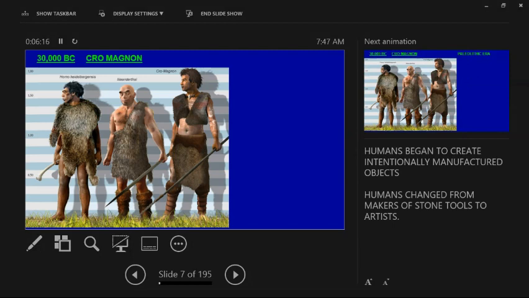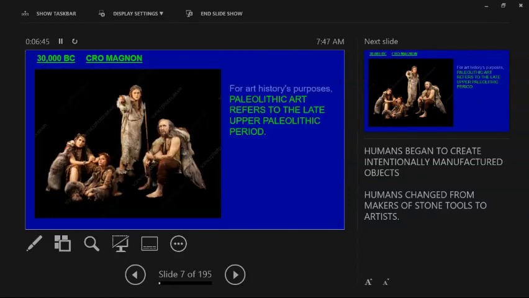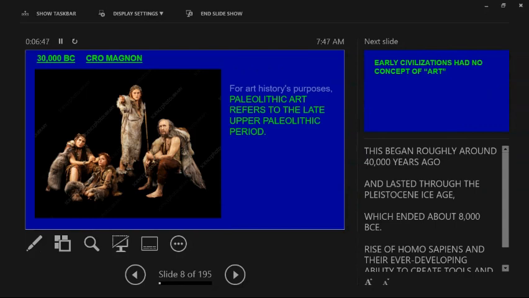All right, so we are starting around 30,000 BC and we're starting with the Cro-Magnon. So these are what the Cro-Magnon looked like. And with the Paleolithic era, human beings began to create intentional manufactured objects. This is a time when humans changed from makers of stone tools to artists. Paleolithic art refers to the late Upper Paleolithic era.